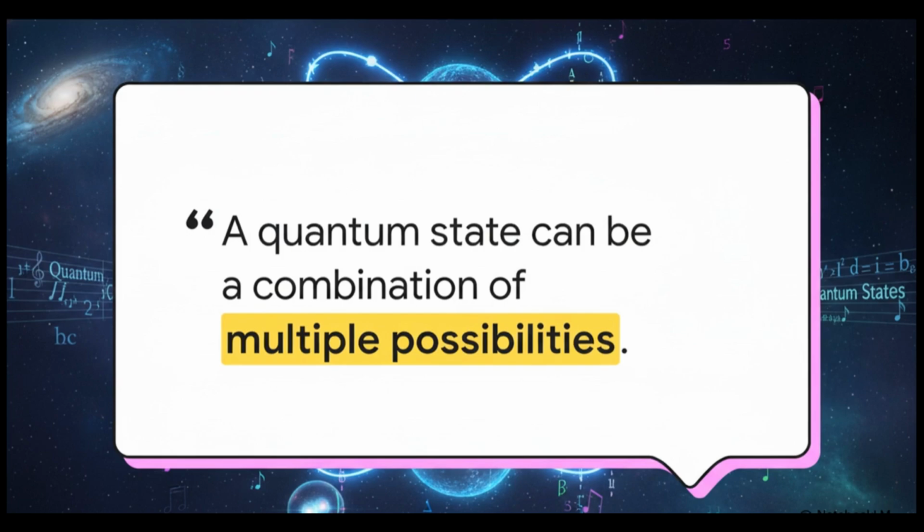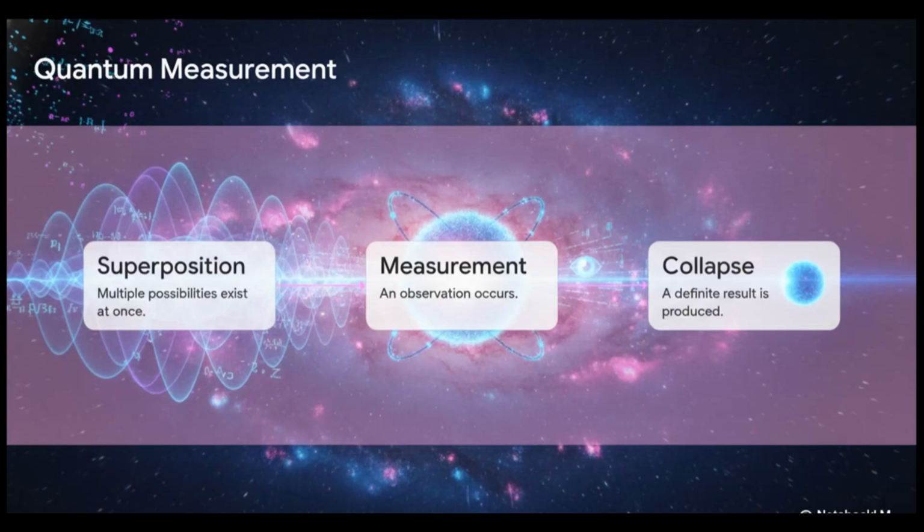So what actually happens when we force it to choose? When we measure it? Well, it happens in 3 steps. First, the particle is in superposition, meaning multiple possibilities exist at once. Second, we make a measurement, an observation occurs. And third, we get a definite single result. The wave function literally collapses from all of those complex possibilities down into one single observable reality.